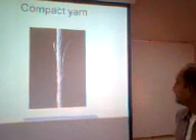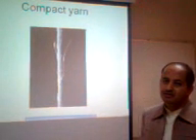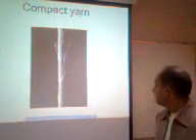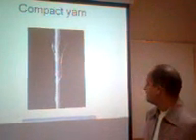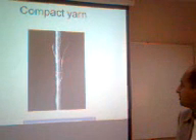Here is an image of the compact yarn. The compact yarn is a ring spun yarn, with only the difference that the fibers are better aligned. You can see that there are only a few protruding fibers.